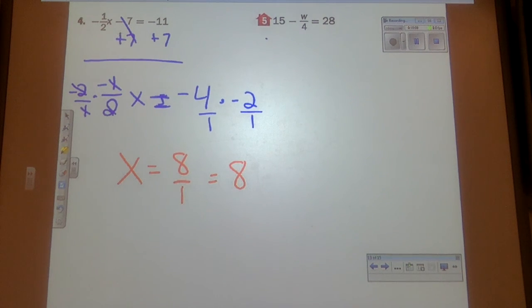Number 5. 15 minus w over 4 equals 28. We subtract our 15s out first. Get rid of your addition. Make it subtraction. We're left with negative w over 4 equals 13.